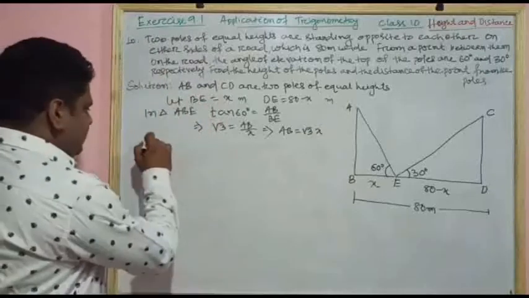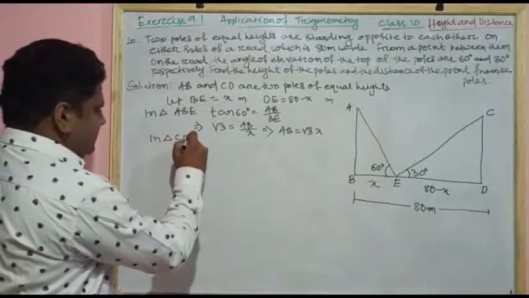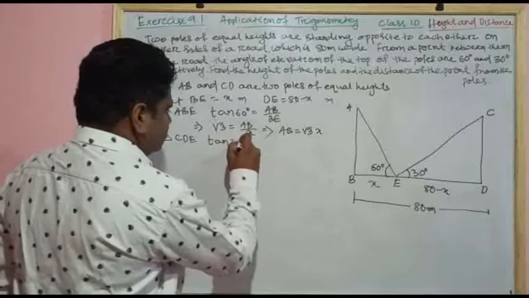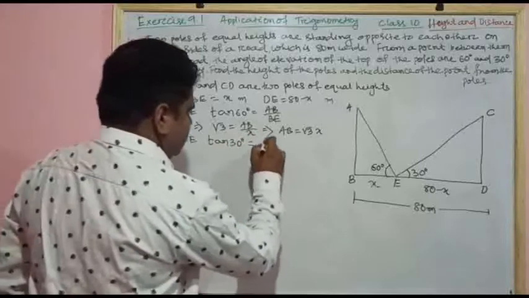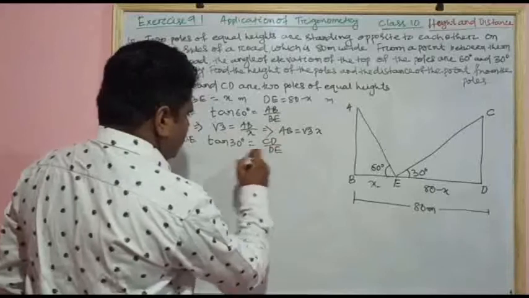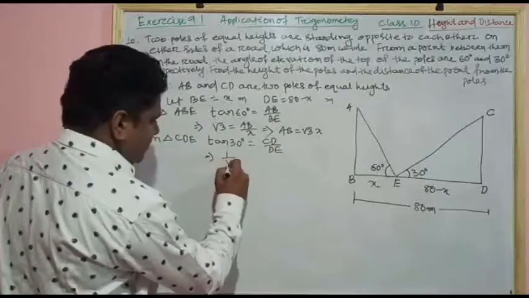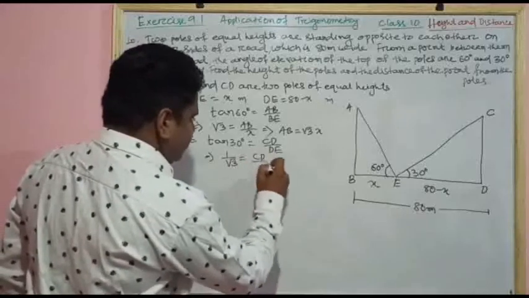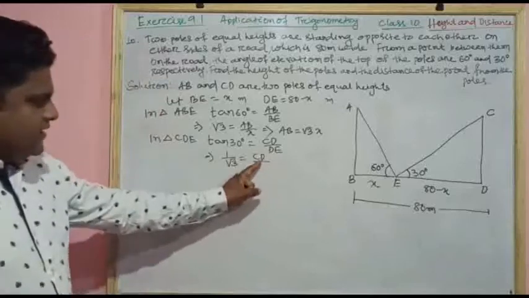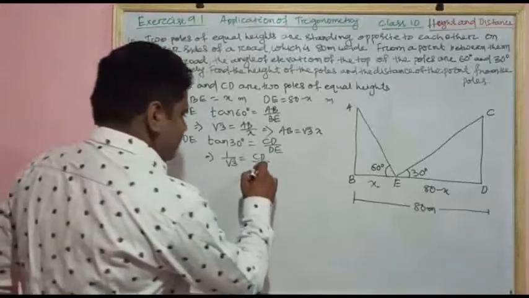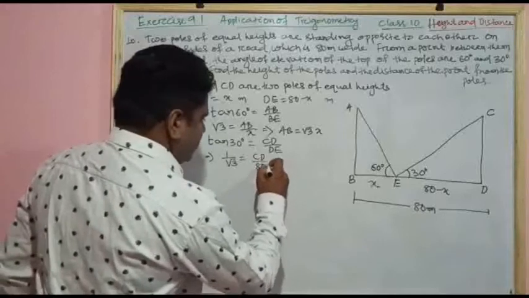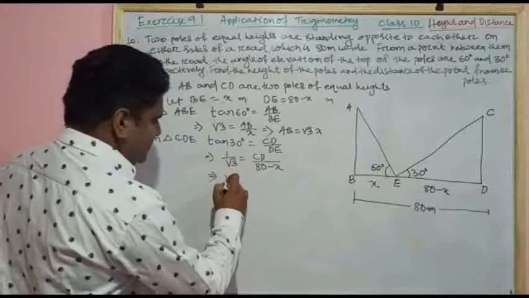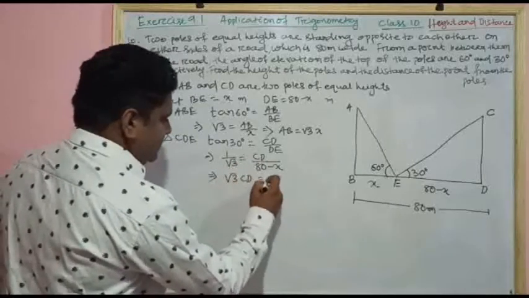Now in triangle CDE, tan 30 degree equals CD by DE. We know that the value of tan 30 degree is 1 by root 3. CD is what we have to find, and DE is equal to 80 minus x. So this implies that root 3 into CD equals 80 minus x.